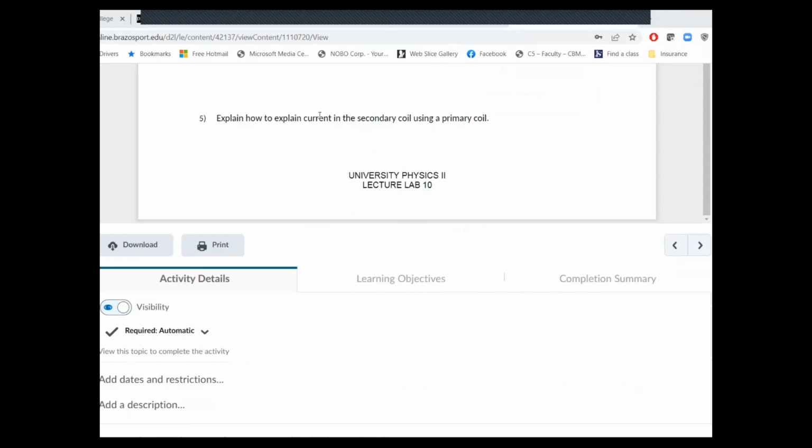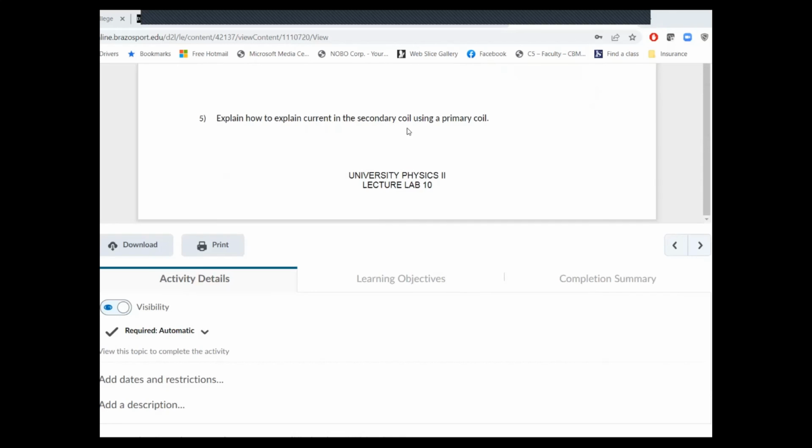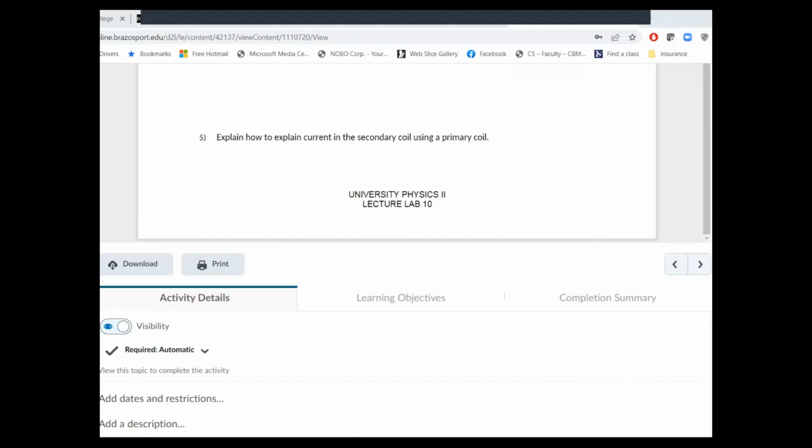All right, so explain how to generate current in the secondary coil using a primary coil. This is gibberish. It should say: explain how to generate current in the secondary coil using the primary coil. All right, so this is the mutual inductance. The current within the primary is going to be responsible for the flux within the secondary. So if you change the current within the primary, it's going to change the flux within the secondary, and the change in flux within the secondary is going to induce an electromotive force in the secondary. And the electromotive force in the secondary is going to drive the current in the secondary. All right, so that's pretty much it.